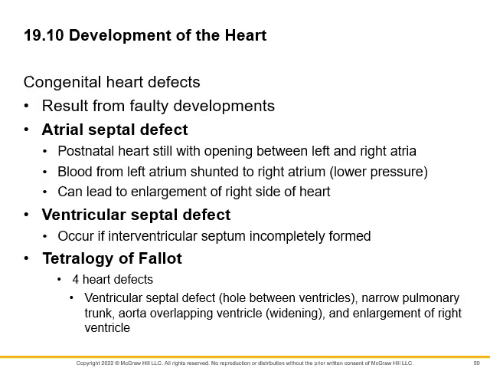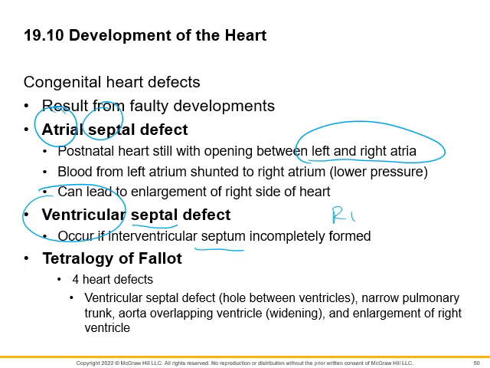For this slide, you could just look at some of the defects that can occur. You could have an atrial septum defect, where that was the one I was talking about, where there's a hole between the left and the right atrium. You can have a ventricle septum defect where there's a hole between the right ventricle and the left ventricle. That wouldn't be good. We'd be mixing deoxygenated blood with oxygenated blood.